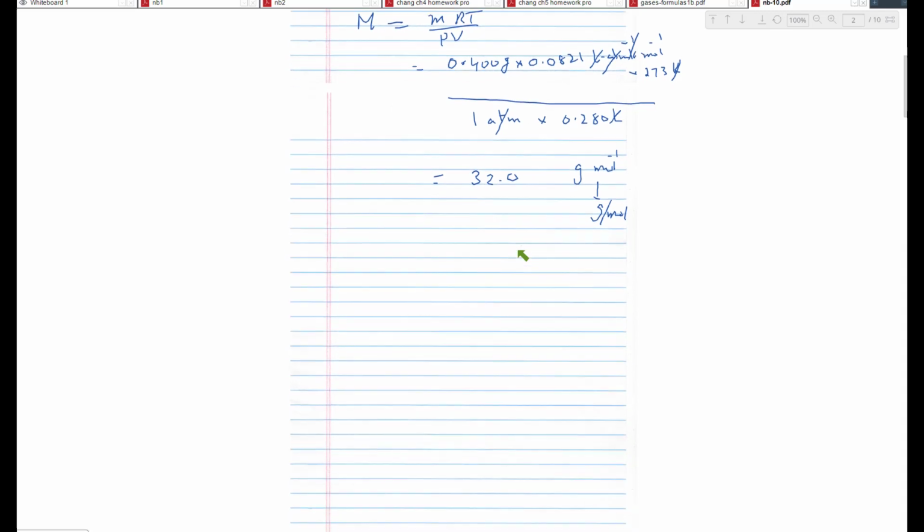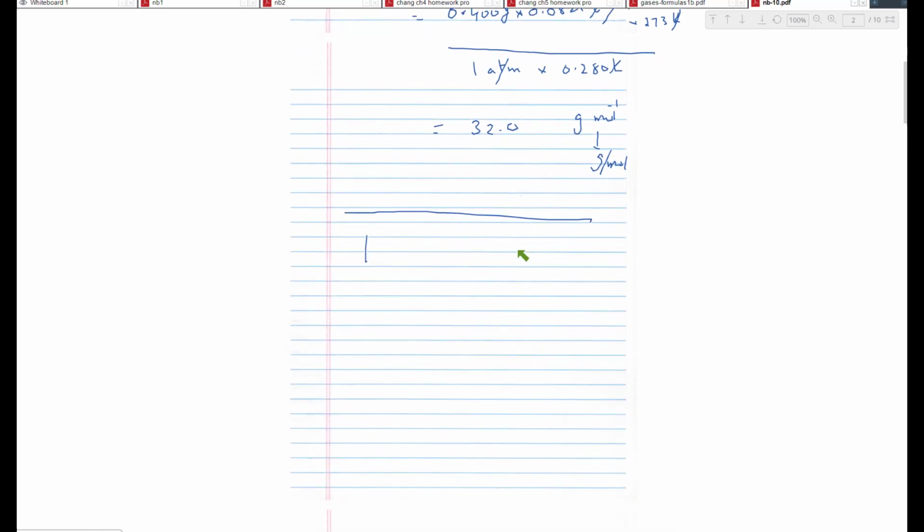If suppose you don't memorize this formula, it's also okay. I will show you. First use the general gas equation, PV = nRT, and calculate n. n is equal to PV over RT, am I right? You already have P, 1 atmosphere. Volume is 0.280 liter. R is 0.0821 liter atmosphere Kelvin inverse mole inverse, and temperature is 273 Kelvin. Kelvin, liter, and atmosphere all cancel, and the only unit left is mole.